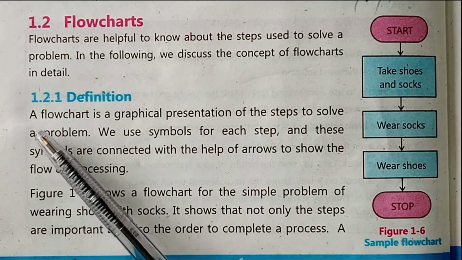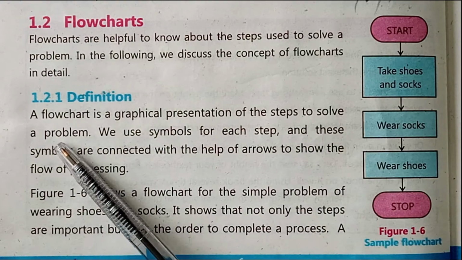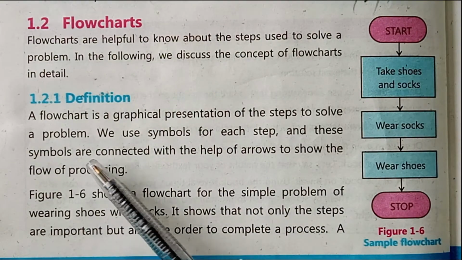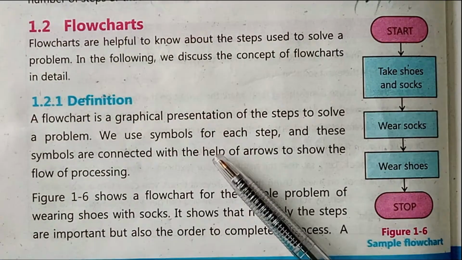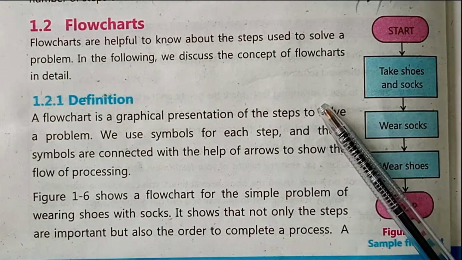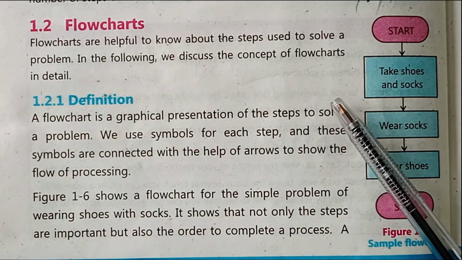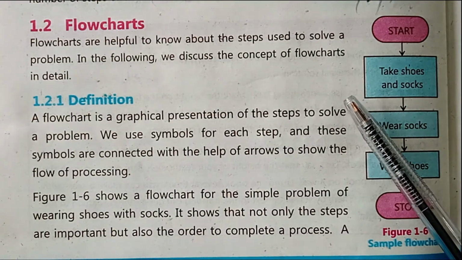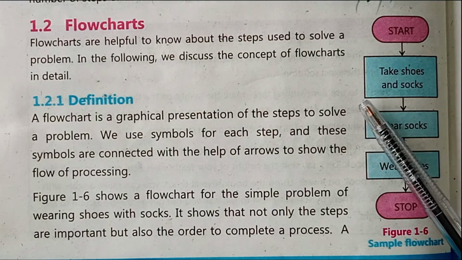1.2.1 Definition. A flowchart is a graphical presentation of the steps to solve a problem. We use symbols for each step, and these symbols are connected with the help of arrows to show the flow of processing. Students, a flowchart is a graphical or symbolic representation of a process. Each step in the process is represented by a different symbol and contains a short description of the process step. The flowchart symbols are linked together with arrows showing the process flow direction.